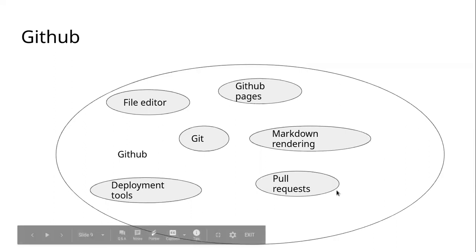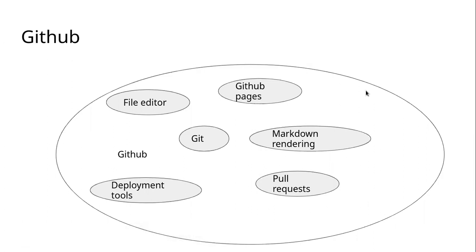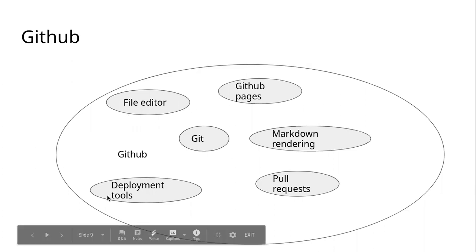So that is something you will be using frequently. And there is something called markdown rendering, which you will be using for documentation. And then there is something called GitHub Pages, which you use for creating web pages. And then there is a file editor to write code on GitHub itself. And there are deployment tools for putting out your projects into the production stage after writing the code. So all these things together make GitHub.